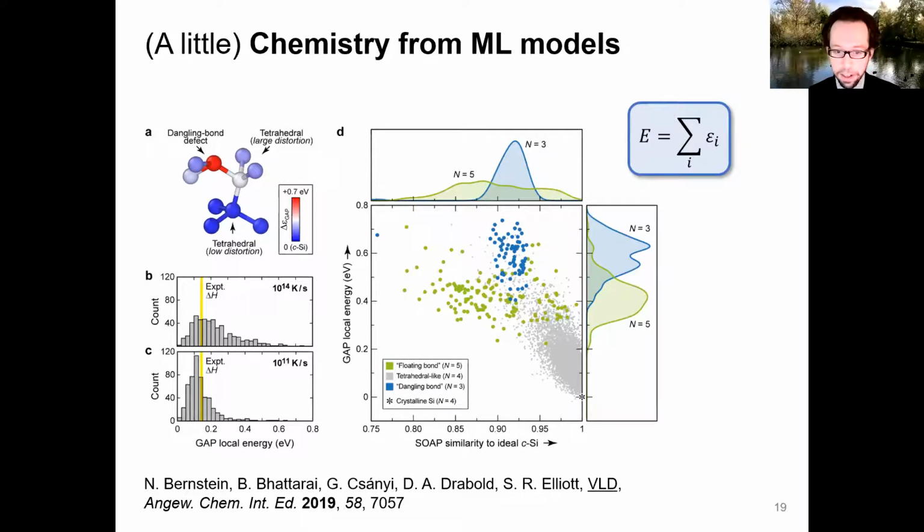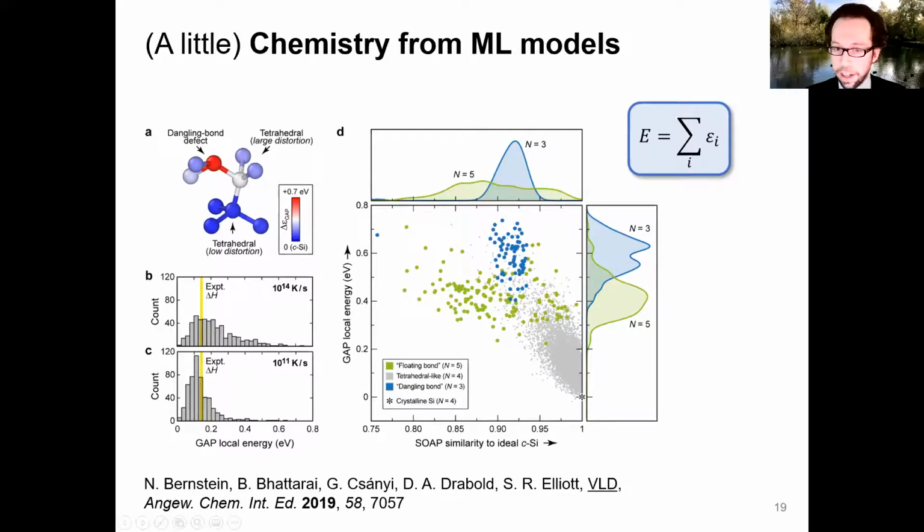We can say, let's go and correlate the structural similarity on the one hand, so this is the horizontal axis, with the machine-learned local energy on the other axis. And by plotting this for all the atoms in the dataset, and by having enough atoms to actually make a statistically significant statement, we can sort out the roles of different types of atomic environments. So in this case, we are looking at threefold bonded atoms, which are commonly called dangling bonds.